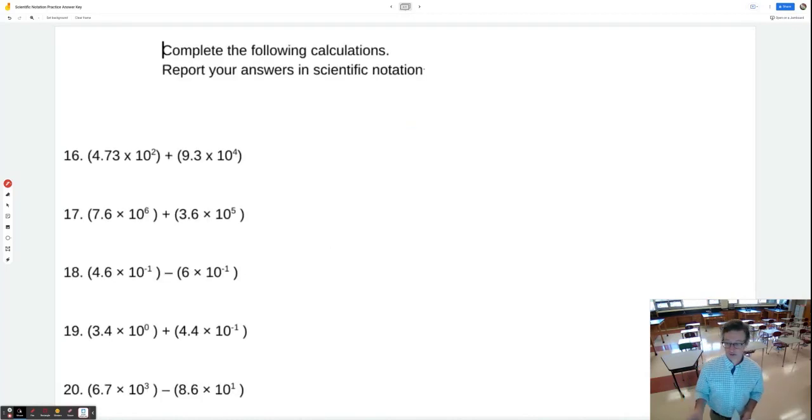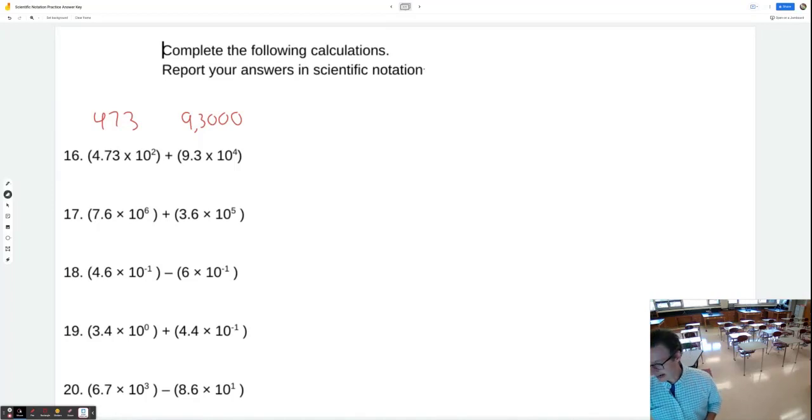Okay, so these are addition and subtraction problems. The key with the addition and subtraction is that your exponents have to be the same before you can perform the calculation. So in the first example, in fact, in all but one of these examples, I think, we're going to have to make some adjustments to those exponents. We've got 4.73 times 10 squared plus 9.3 times 10 to the 4th. Those two numbers are not equal values. The first one is 473. The second one is 93,000.